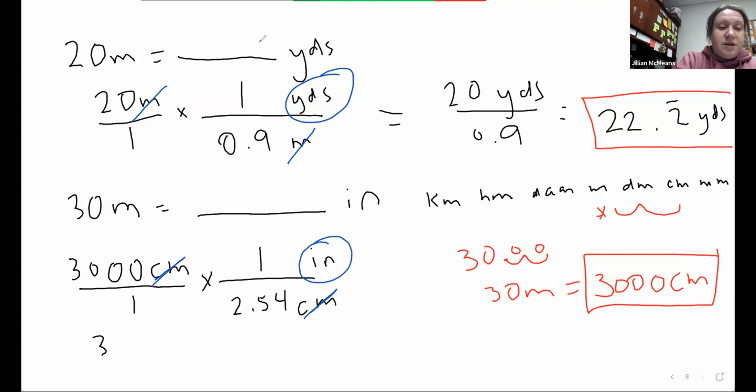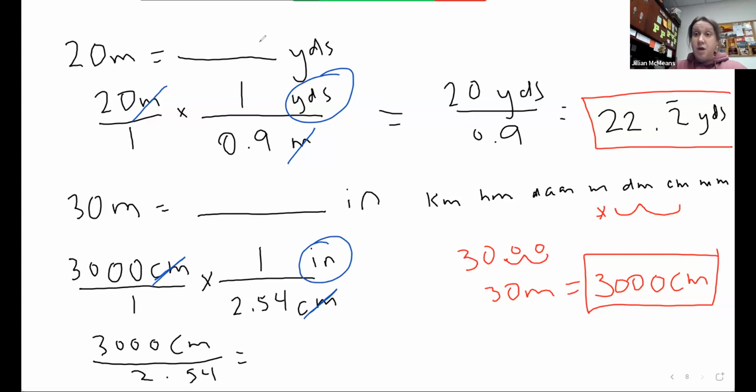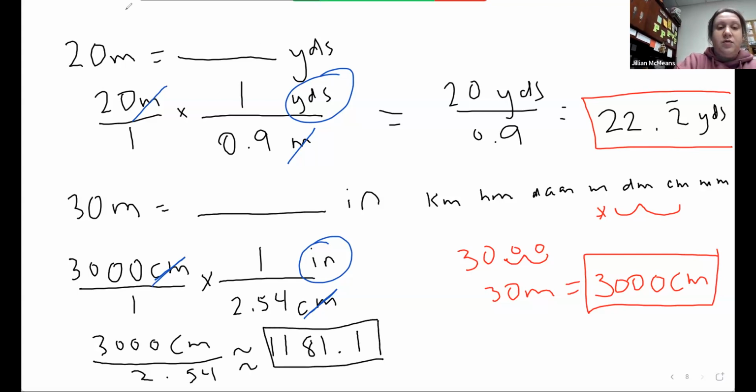The numerator is 3,000 times 1 centimeters. The denominator is 2.54. As long as you show me your setup, you can use your calculator. So 3,000 divided by 2.54, we're going to get a crazy decimal. We get 1,181.102362. Let's round it to 1 decimal place. And we get approximately, I am going to change this to approximately since we're definitely rounding. All right. But we get that 30 meters is approximately 1,181.1 centimeters, or inches rather.